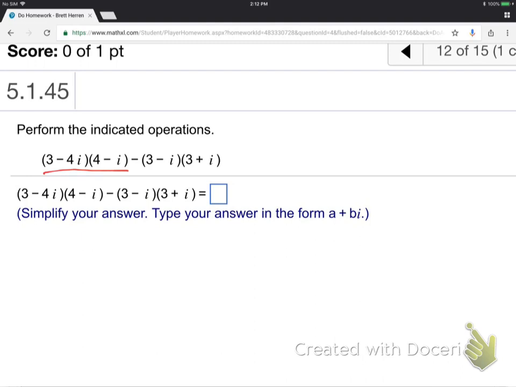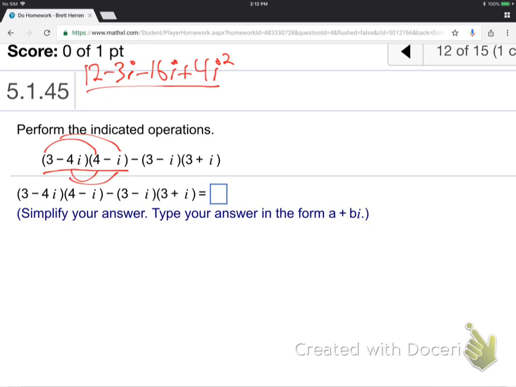So I'm going to FOIL these first two. So boom, boom. We get 12 minus 3i, boom, boom, minus 16i plus 4i squared. Good so far? I FOILed the first two. I'm going to gather like terms and stuff. Watch all your signs really carefully.